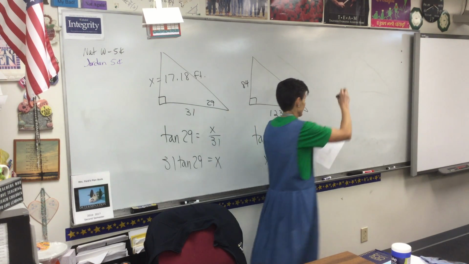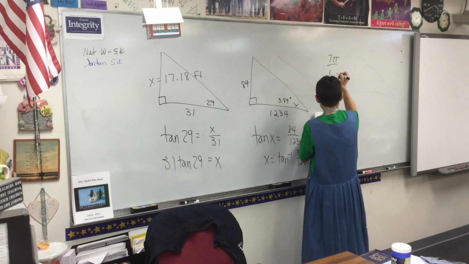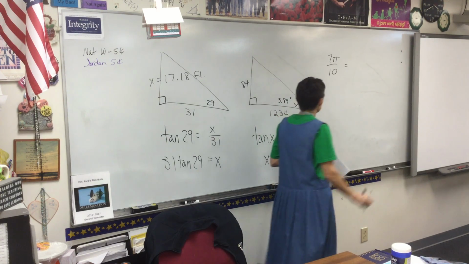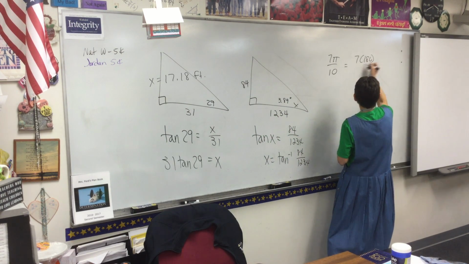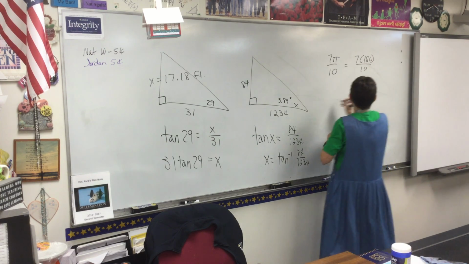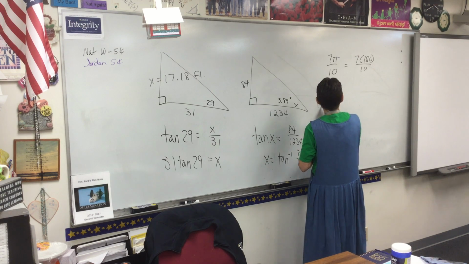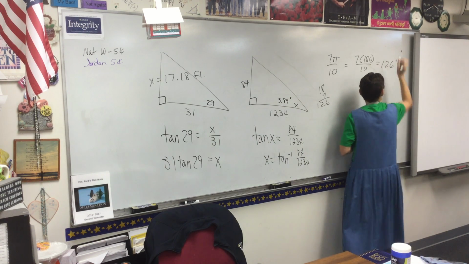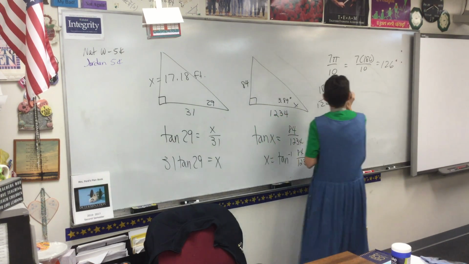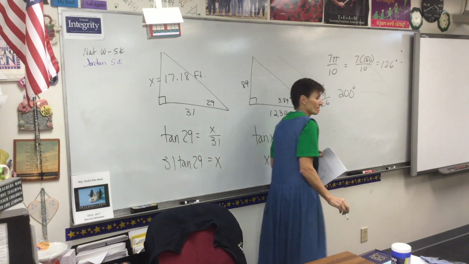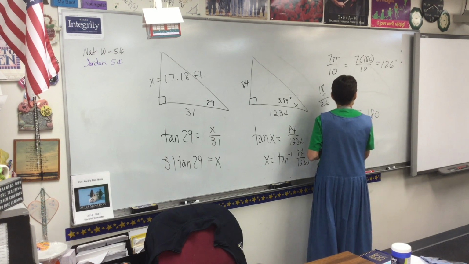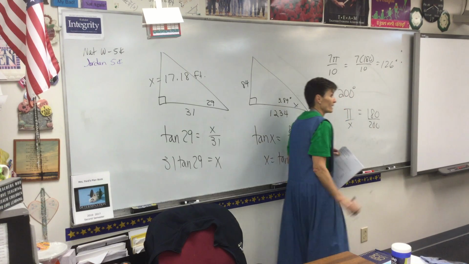Change into degrees. 7 pi over 10. How do we change that into degrees? 180 divided by 10. We think of that as 180 divided by 10 is 18. And I have 7 18s, 126. 200 degrees, how many radians? We know pi is 180, so x is what, right? So that got a proportion.